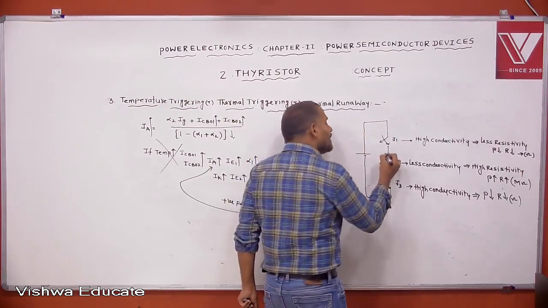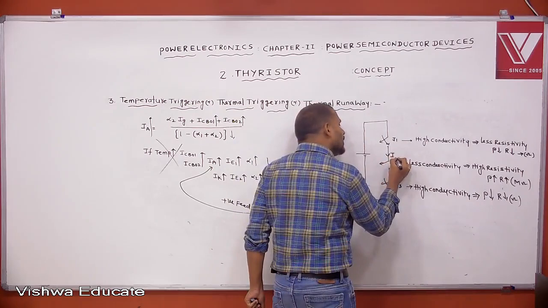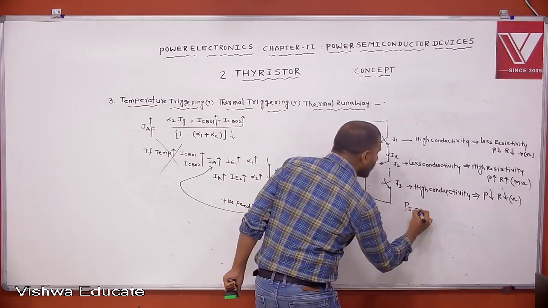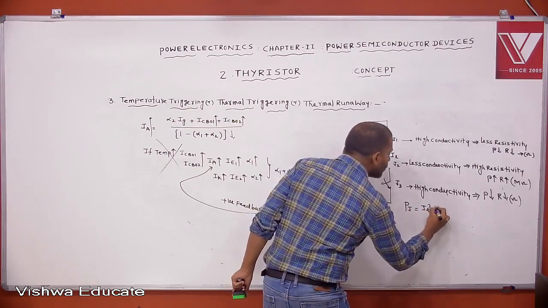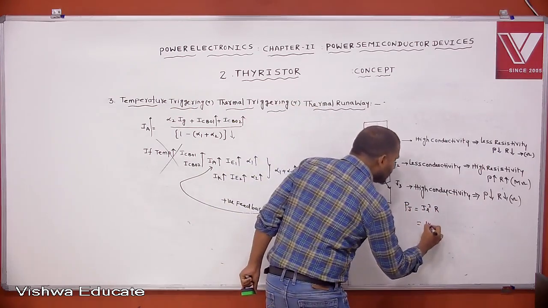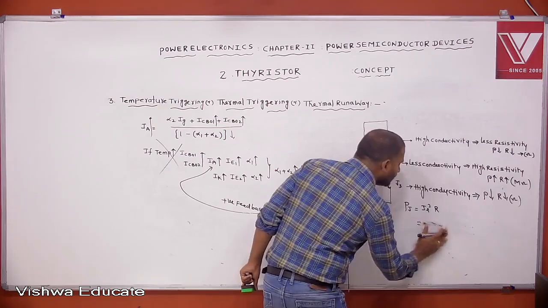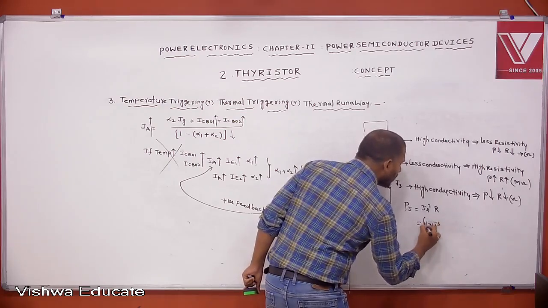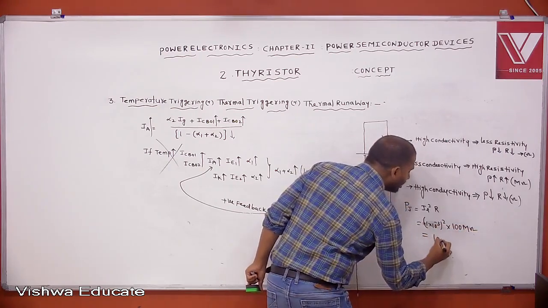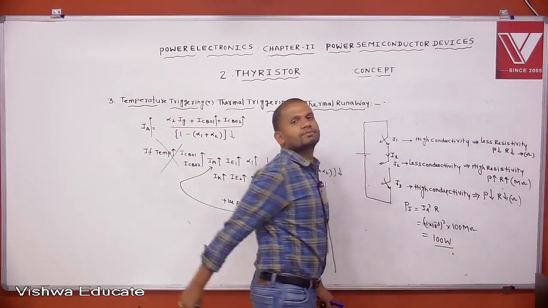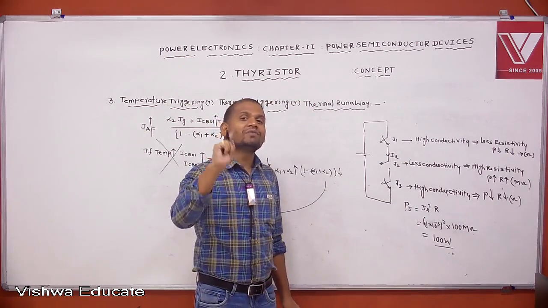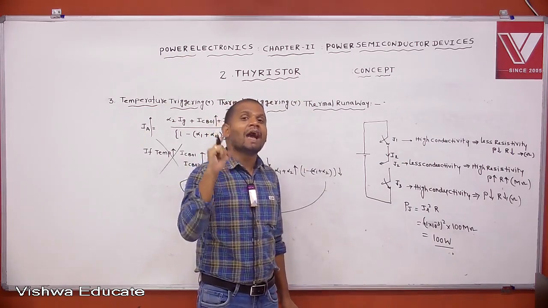Now, let the leakage current at the J2 junction be IL. Then what is the power loss at the J2 junction? Power loss at J2 is IL square into R. Let the leakage current be 1 milliampere, that is (1 into 10 to the power of minus 3) whole square, and R is 100 mega ohms. Then you get 100 watts. Under forward blocking mode, because the J2 junction is open, there exists a high power loss.